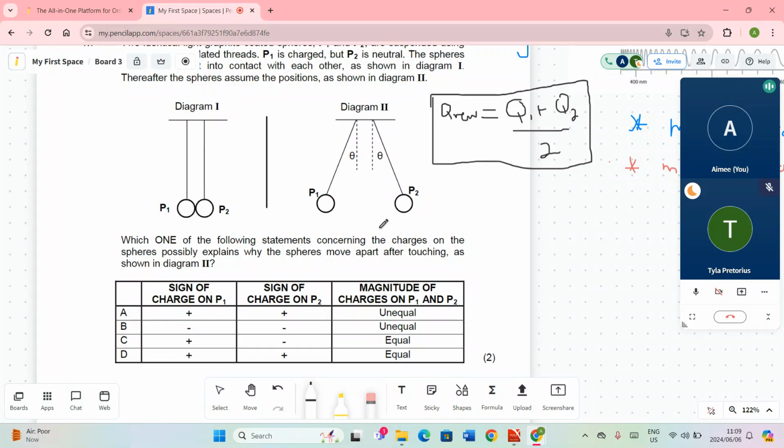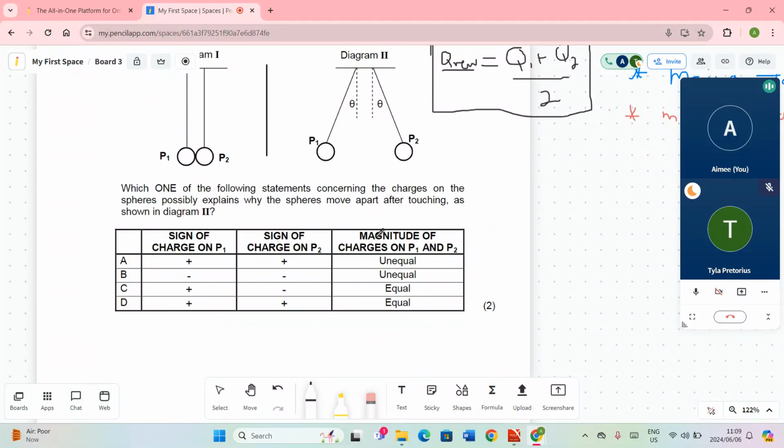Like repels, opposites attract. Okay, so this means that P1 and P2 both need to either be positive or both need to be negative. Remember that after they've come into contact and you've used this formula, their charges are identical. Okay, so you know the magnitude of the charges on P1 and P2. It's not going to be A and it's not going to be B, because after they've come into contact, they're going to have an identical magnitude of charge.